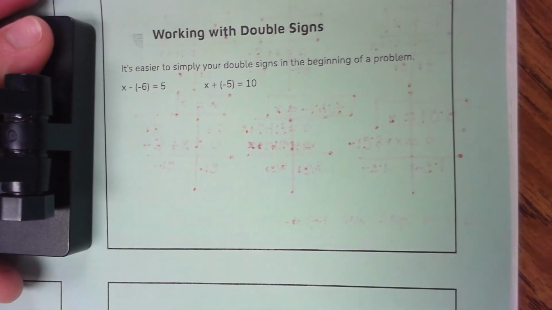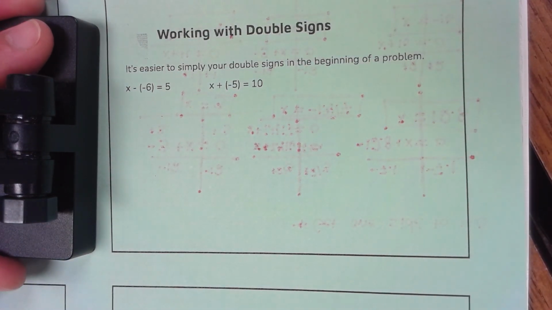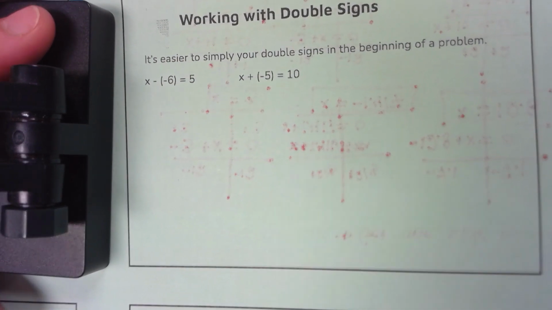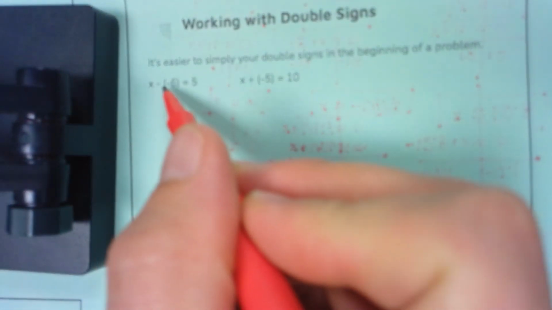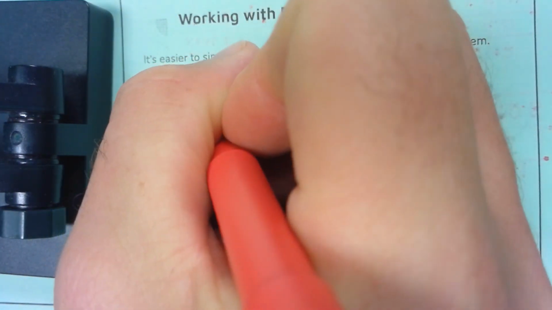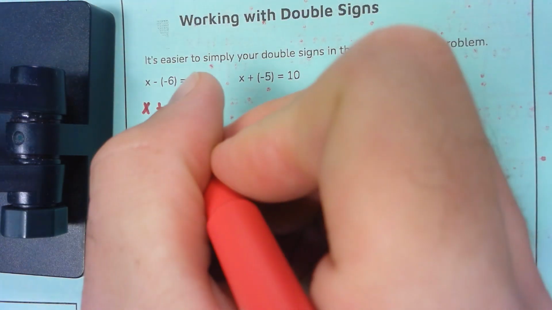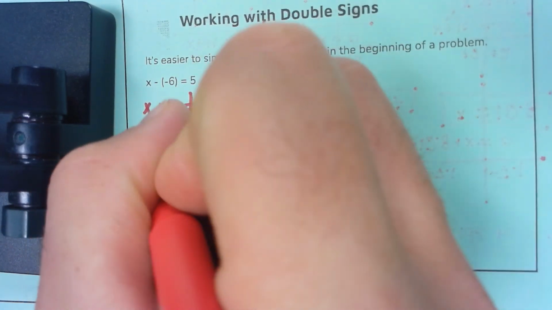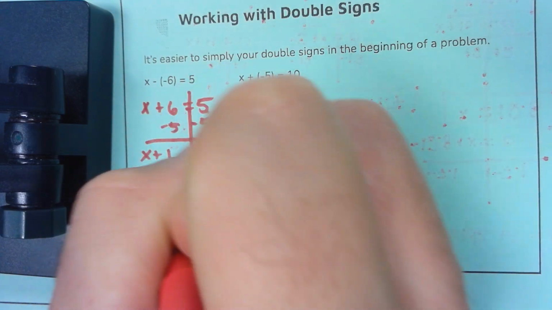Working with double signs. We talked about this in our first unit. We're going to add one step to this. If we have double signs, we're going to simplify them. So we're going to figure out, are we actually adding or subtracting? So x minus a negative 6 really means that we're adding 6. And then from here, I'll go ahead and start my solving process where I get one side to be 0. So minus 5, giving me x plus 1 equals 0. And thus, x needs to equal negative 1.